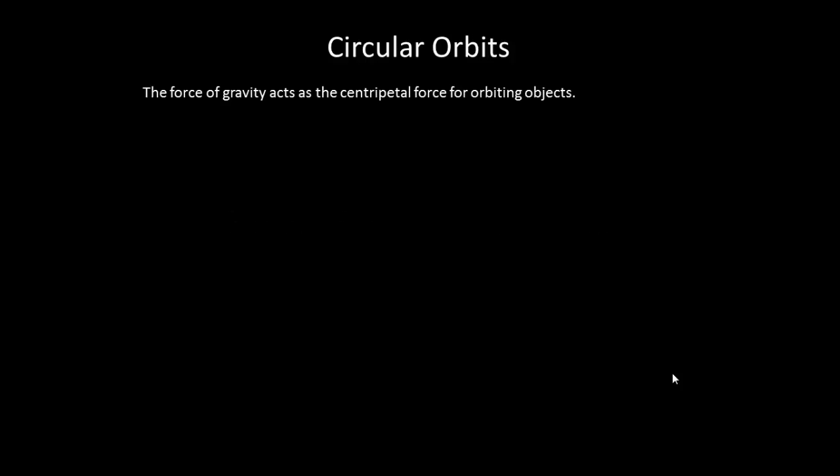So when we talk about circular orbits, we're talking about, for example, the moon orbiting around the Earth or the Earth orbiting around the sun. It is the force of gravity that acts in this case as the centripetal force for the orbiting objects.